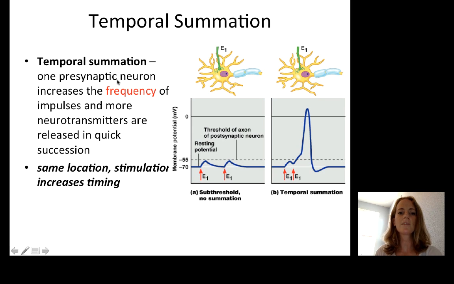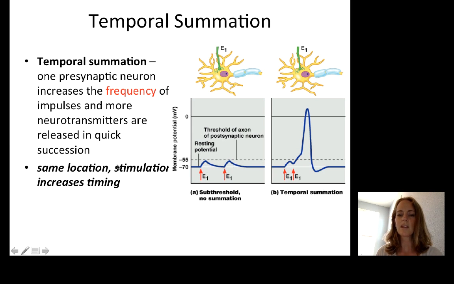Temporal summation is when you have one presynaptic neuron. So here's our single presynaptic neuron. It's an excitatory neuron, which is abbreviated here as E1, releasing excitatory neurotransmitter. One single graded potential from this excitatory cell is not enough to reach threshold. It's just below threshold. You would need more than one to build up.